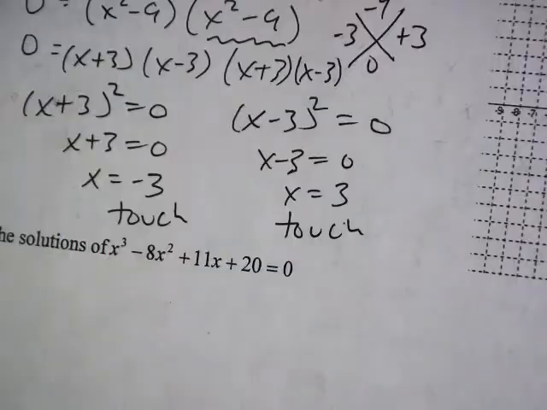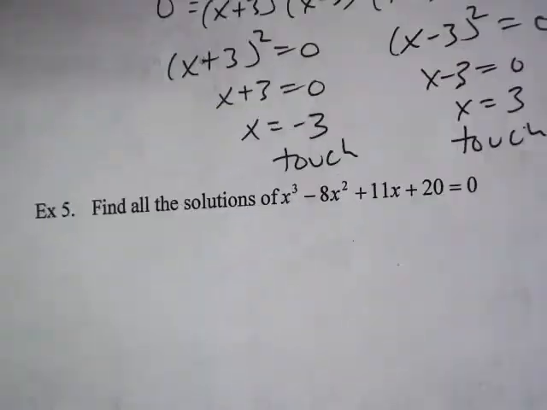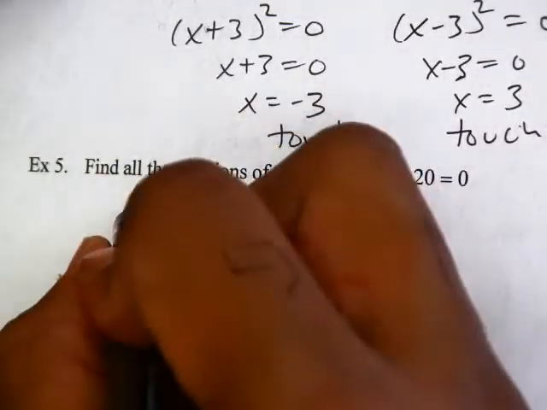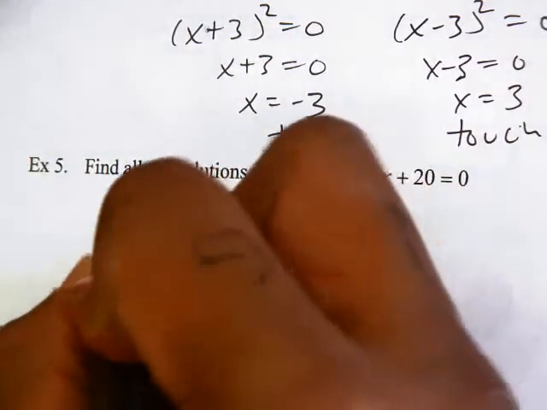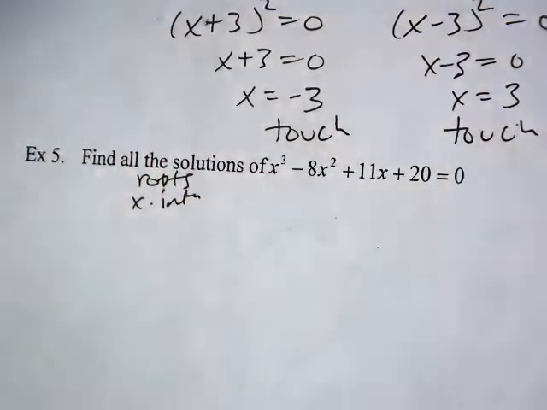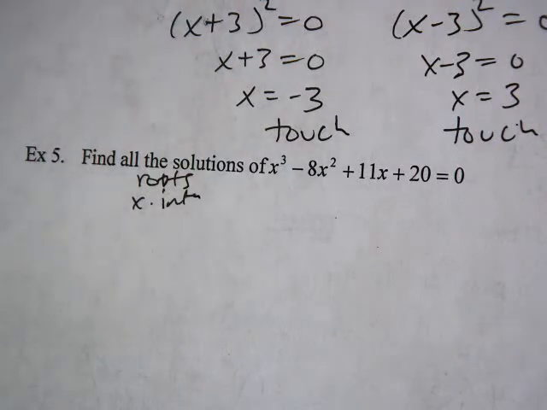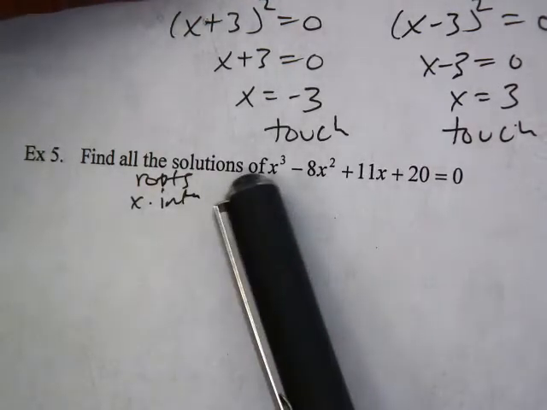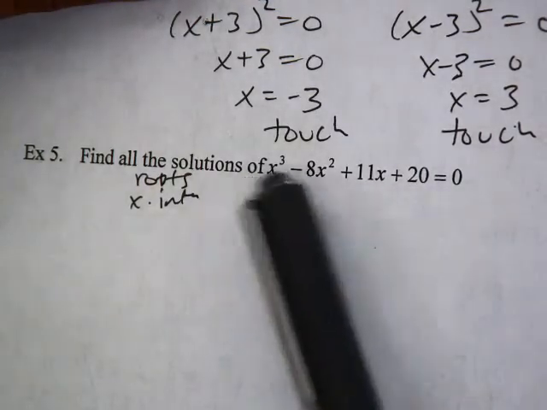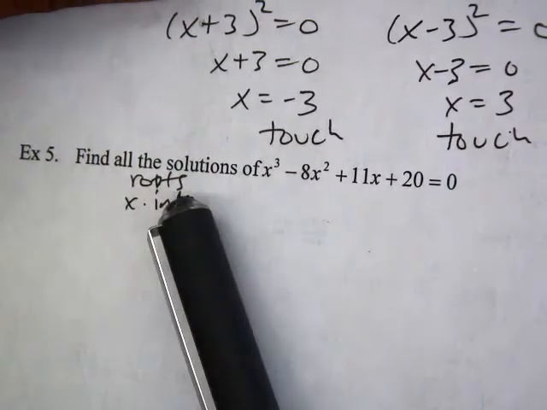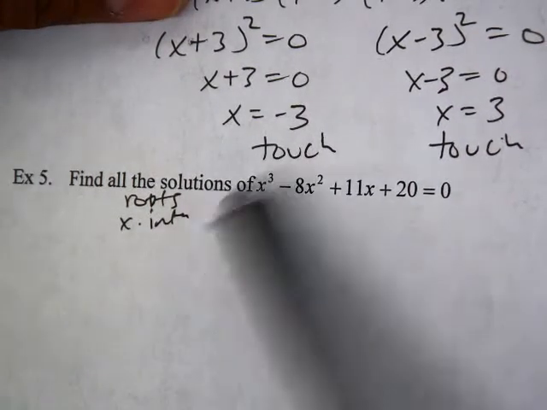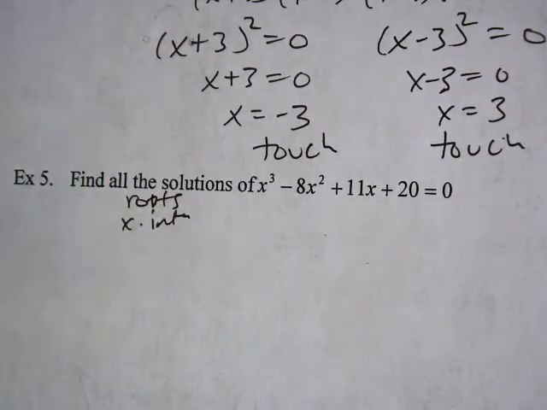For 5 and 6, we don't have to graph. Okay? We just want to find all the solutions. They're all in solve. So we're still finding roots, x-intercepts, and whatever like that. The problem is, though, we can't factor. We don't know how to factor this. There's no GCF. There's no way to factor this. So we're going to use something called the rational roots theorem.